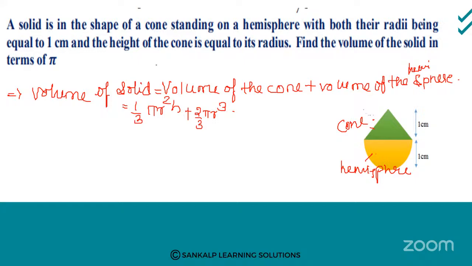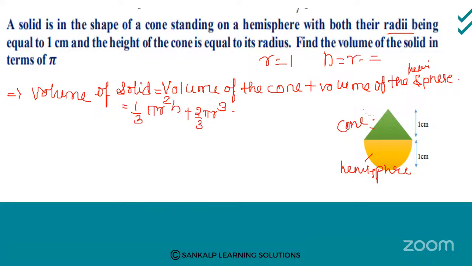Now, my dear students, here what they have asked, what they have given, both the radii being equal to 1. That means radii are equal to 1. So radius of the hemisphere and radius of the cone is equal to 1 and height of the cone is equal to the radius. That means height is equal to r.